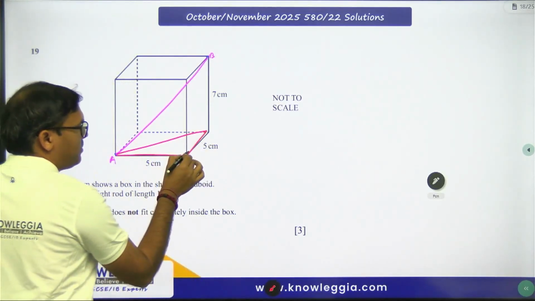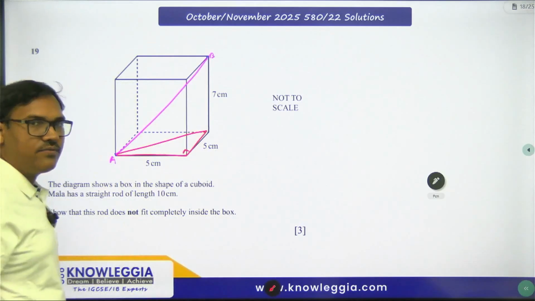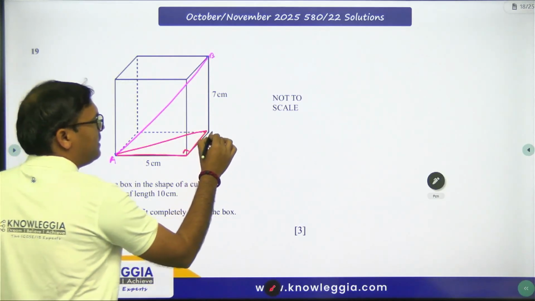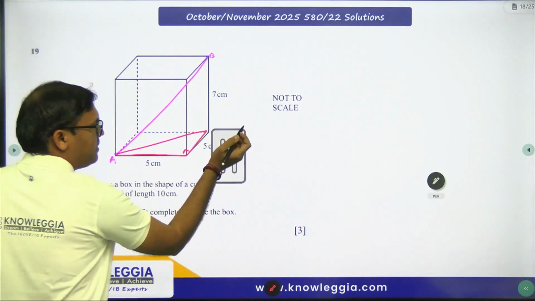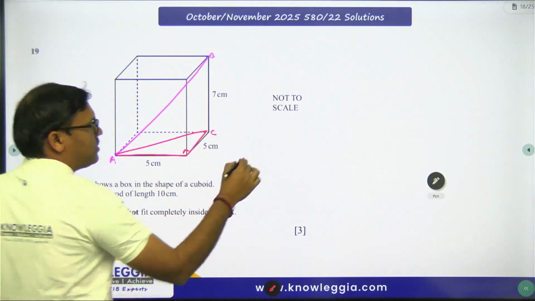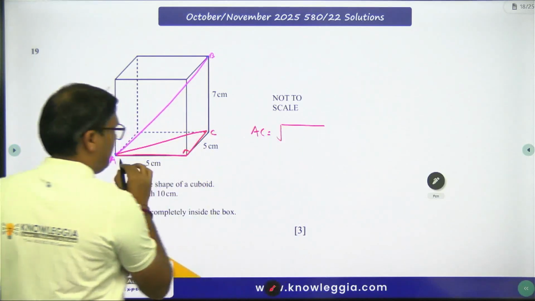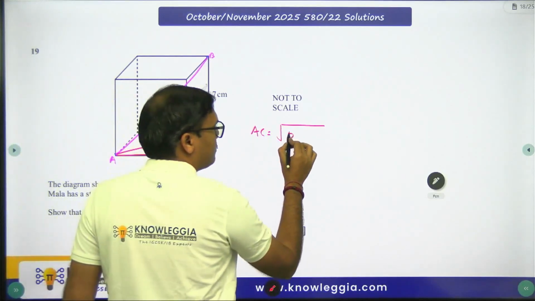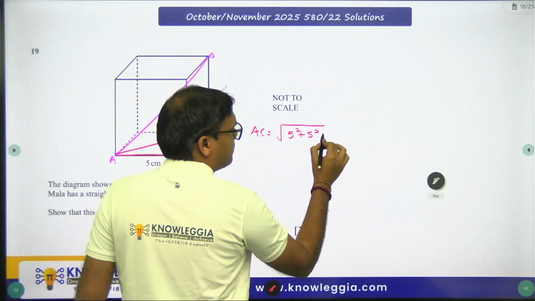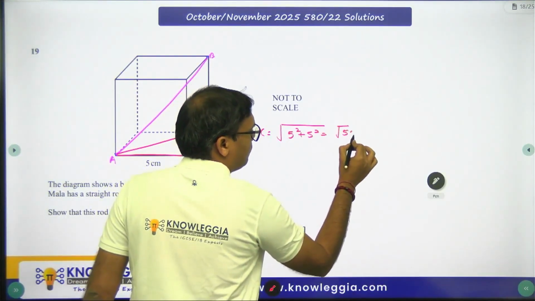Now what is this? Because this is the 90-degree angle. Correct? So if I say this is D, if I say this point is B, C, so what is the length of AC? AC will be equal to under root of 5 square plus 5 square, which is equal to root 50.